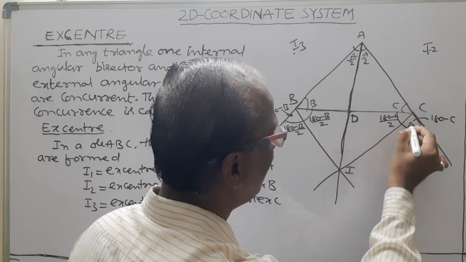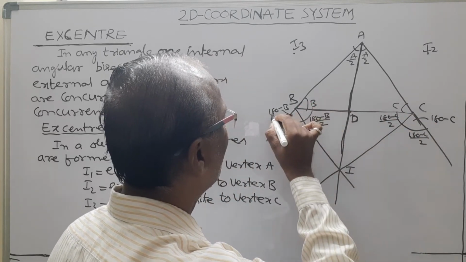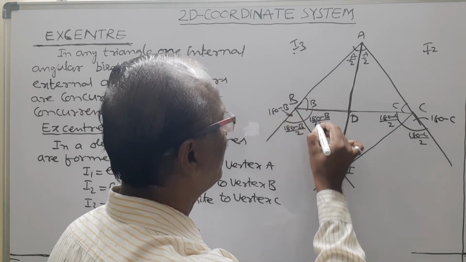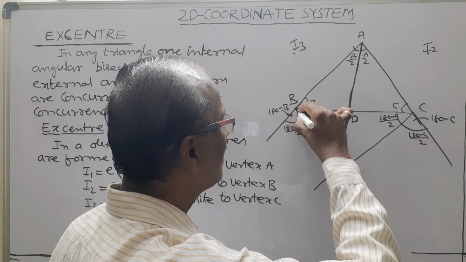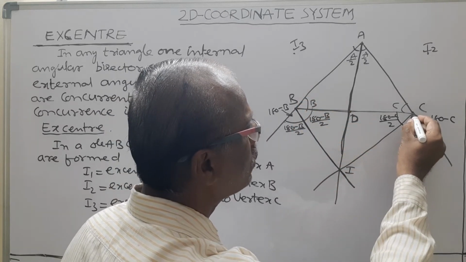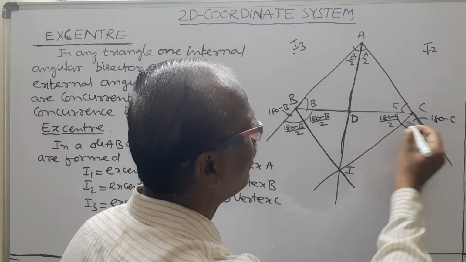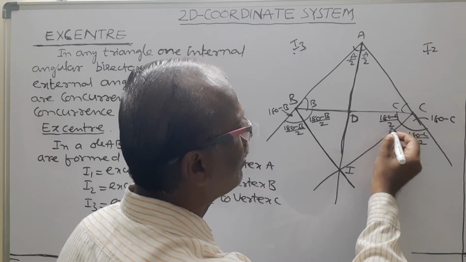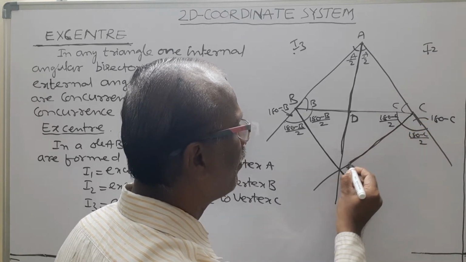These are external angular bisectors. The angles passing through are half of 180 minus B, that is 180 minus B by 2 and 180 minus B by 2. This is an external angular bisector, and this is also an external angular bisector. The total angle is 180 minus C, half of the angle is 180 minus C by 2, 180 minus C by 2. This is also an external angular bisector.